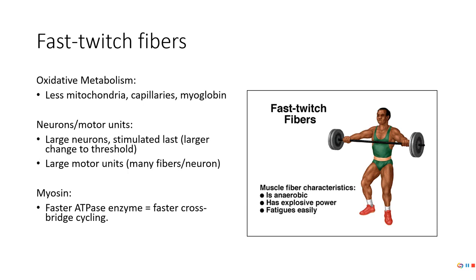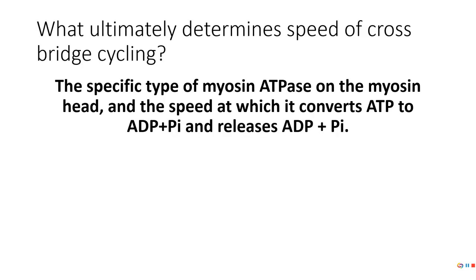So when it comes to how fast cross-bridge cycling occurs, it really depends on the specific type of enzyme, and what I mean is myosin ATPase that's on the myosin head. So different muscle fiber types have a different version of that enzyme. Slow fibers have a slow enzyme, fast fibers have a fast enzyme. The faster we can break down ATP, the more cross-bridge cycling we can have, that sort of thing, more force production.